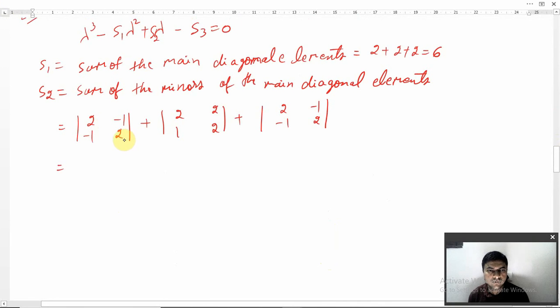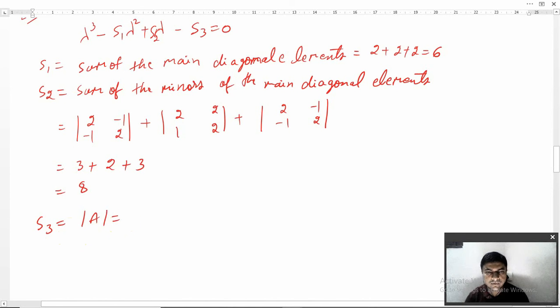Okay, students, so there you can simplify easily. 2 into 2, it is 4. 4 minus 1, so minus minus will become plus, and it is plus 1. You are going to get this as 3. Similarly, if you do the same calculation, you will get 2 and 3, which is equal to, you will get the value as 8. So S1 we got the value, S2 we have got the value, S3. S3 is nothing but the determinant of A.